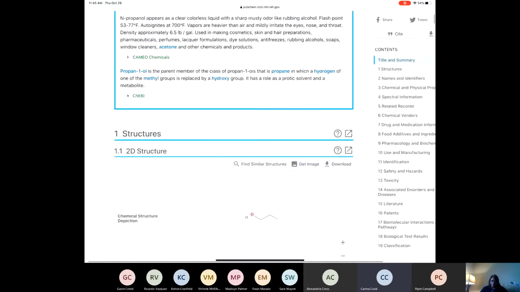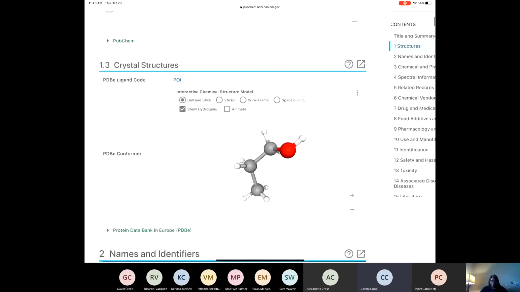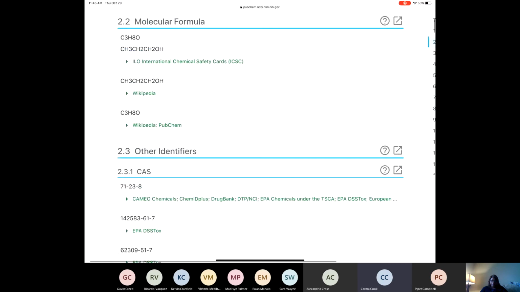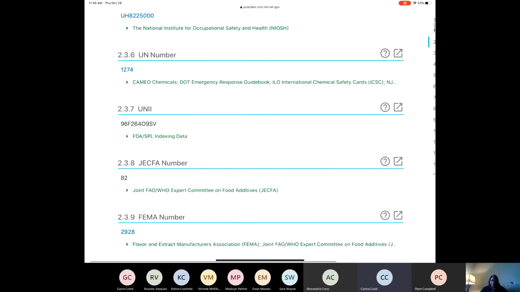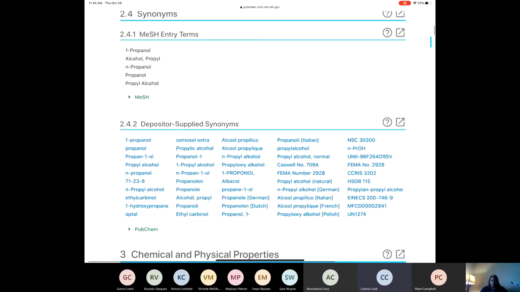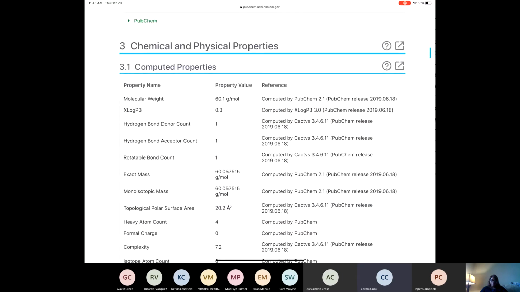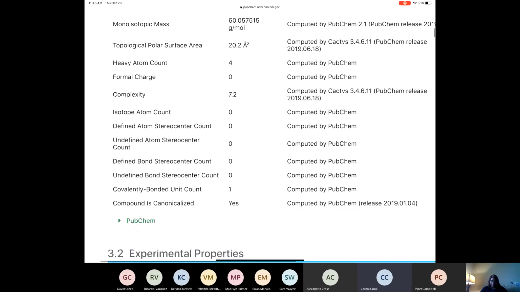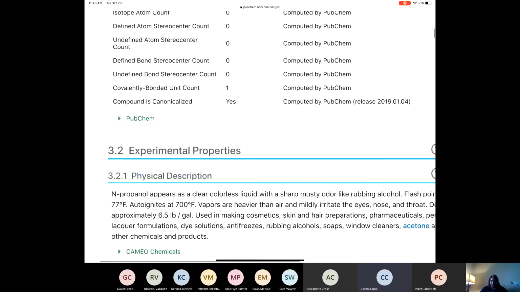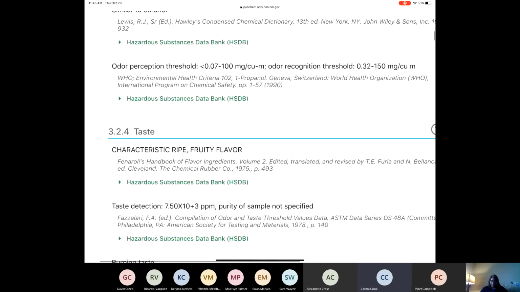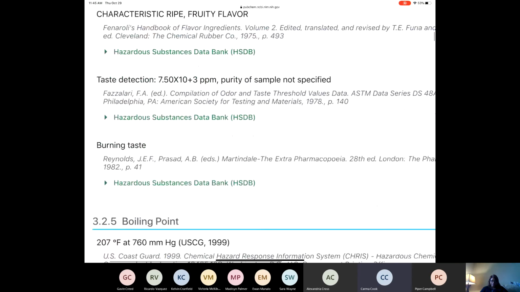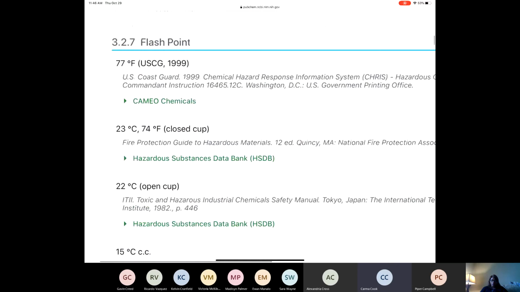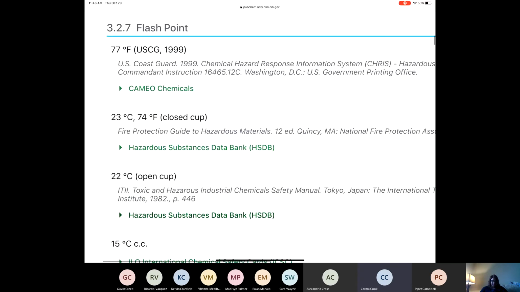I also need to know the density. And you'll usually find density where the physical properties are listed. So we just keep scrolling down until we can find the physical properties. There we are, chemical and physical properties. There's the molar mass, again, 60.1 grams per mole. They're giving us all physical properties, the odor, the taste, the boiling point, melting point, flash point, like when it will catch on fire, basically.